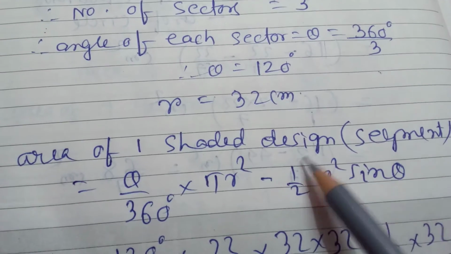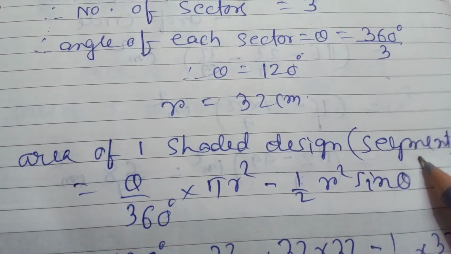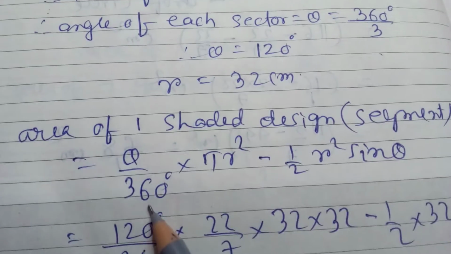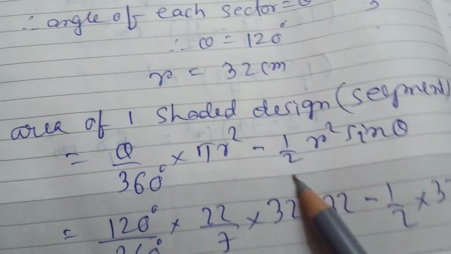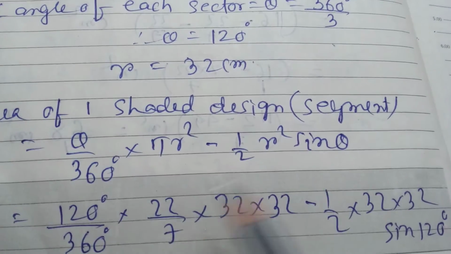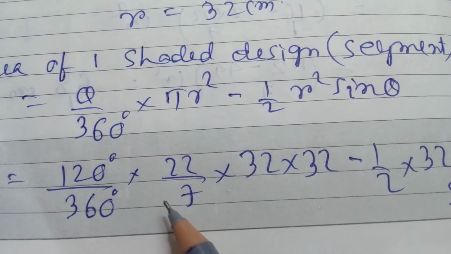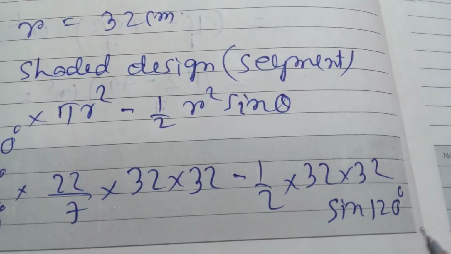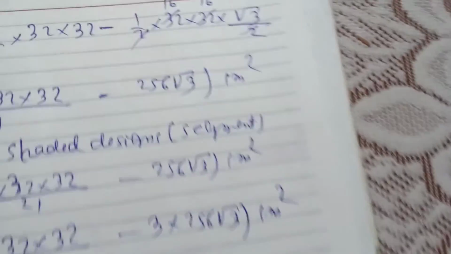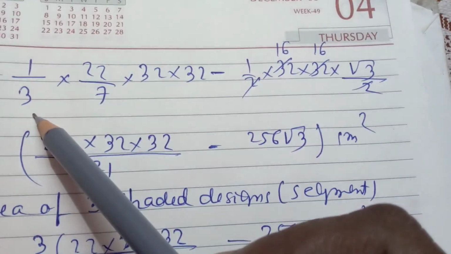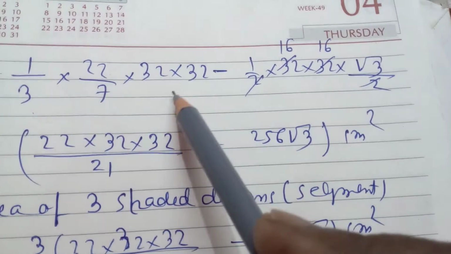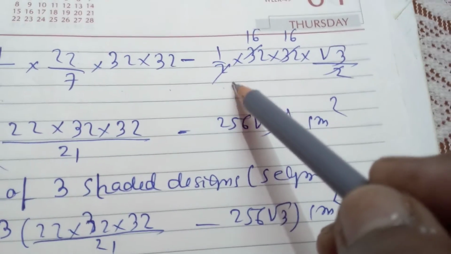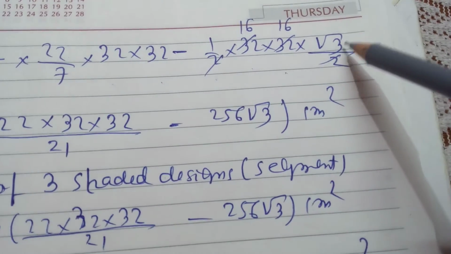So the area of one shaded design, which is in the shape of a segment, has the formula theta by 360 into pi r² minus half r² sin theta. So 120 by 360 into 22 by 7 into 32 into 32 minus half into 32 into 32 into sine 120 degrees. Now 1 by 3 after calculation, into 22 by 7 into 32 into 32 minus half into 32 into 32 into root 3 by 2.